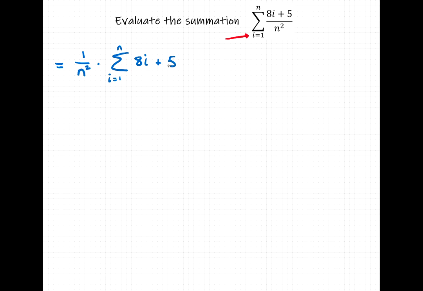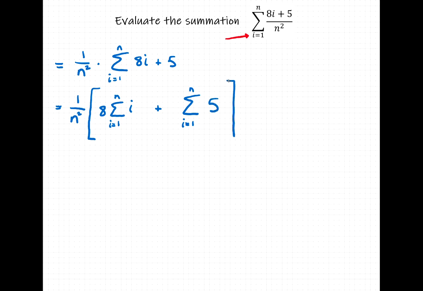Okay, so now that the constant is factored out, we could actually go ahead and use properties of summation. This is basically just factoring. And we can split up that summation, say 1 over n squared, I'll use a bracket here, times 8 times the summation as i goes from 1 to n of i, plus the summation as i goes from 1 to n of 5. So see what I did there? I just took this summation and split it up into 2 and factored out the 8, because again, 8, just like the n squared, is a constant, so we could factor that out.